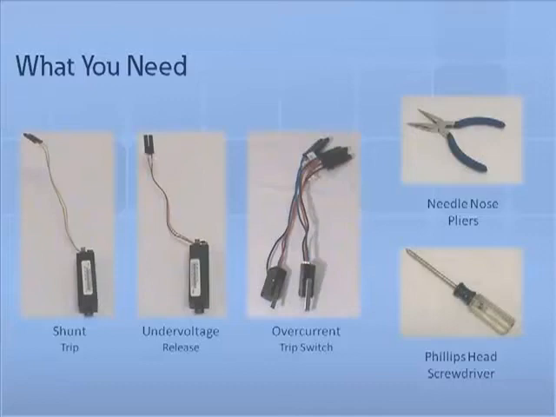When a circuit breaker trips as a result of an overcurrent condition, the overcurrent trip switch, also known as a bell alarm, provides an electrical indication of the occurrence. You can install either 0 or 2 overcurrent trip switches. To install a shunt trip, a UVR, and or an overcurrent trip switch, you will need all of the following tools and parts: 1 Phillips head screwdriver, 1 pair of needle nose pliers, an overcurrent trip switch, an undervoltage release, and a shunt trip.